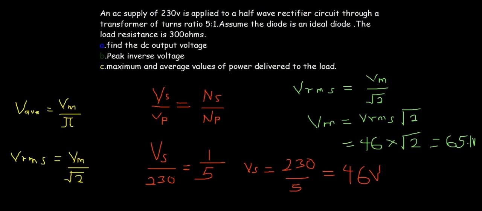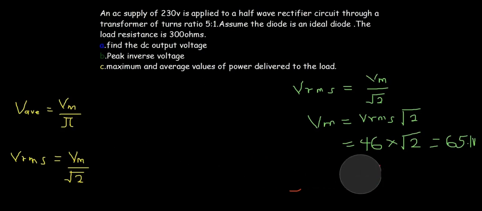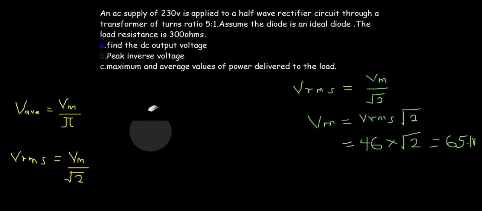Okay, so now that you know the maximum voltage, you can now come and find the average value. The average was given as Vmax over pi. You now got Vmax to be 65.1, so that would be equal to 65.1 over pi.